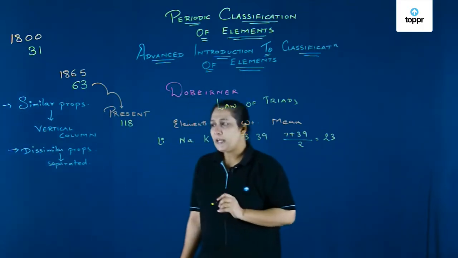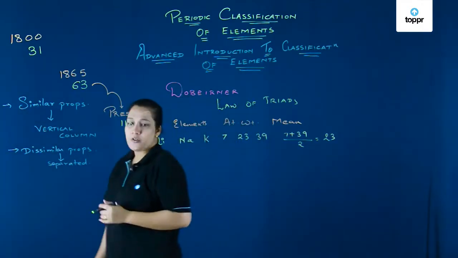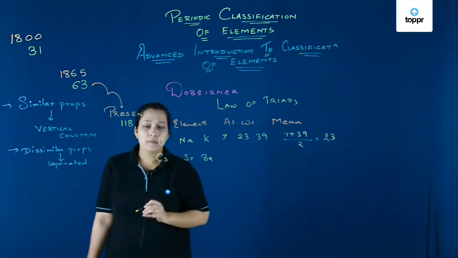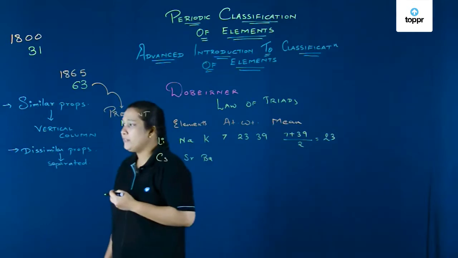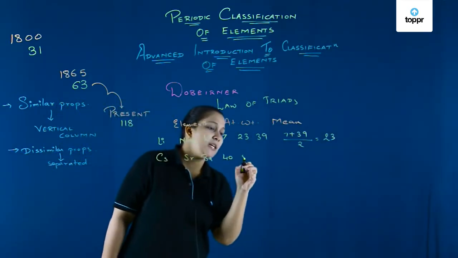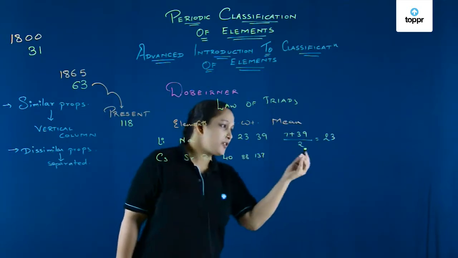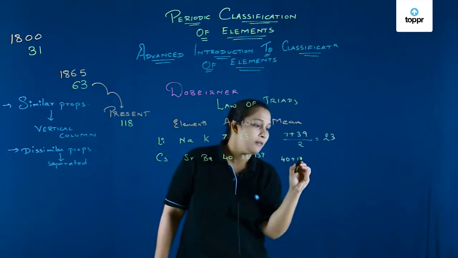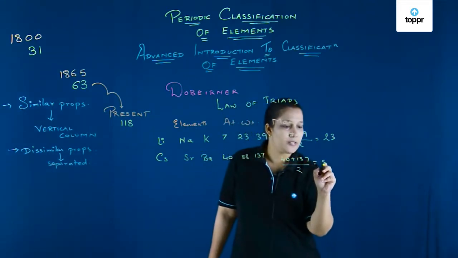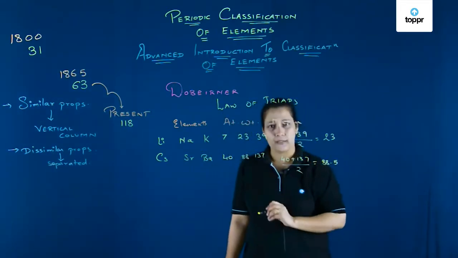Fine. Then I could have one more set, which is cesium, strontium, and barium. Now, what are the atomic weights of these elements? It's around 40, 88, and 137. So just add it up, guys. Come on, just get a bit active. The mean came out to be almost around 88.5 or something.